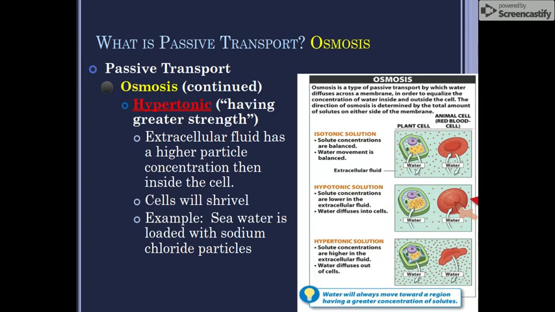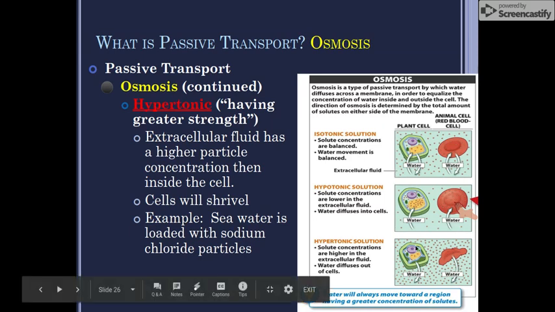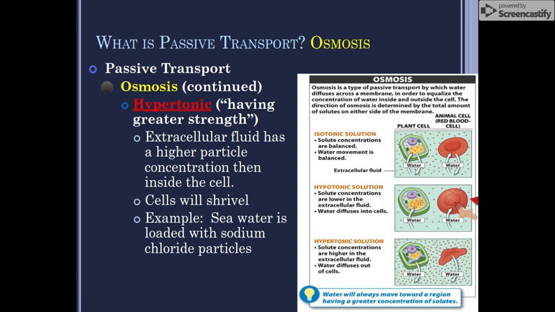Our last type here is hypertonic, having greater strength. So there are more molecules outside of the cell than there are inside of the cell. And so water is going to rush out of the cell and it's going to kind of shrivel it up. But again, with our plant cells here, that plant cell overall keeps the same structure because of the cell wall. But you can see the inside is in fact shriveled up still. And here we've got this red blood cell really shriveled up because all of the water has left it.